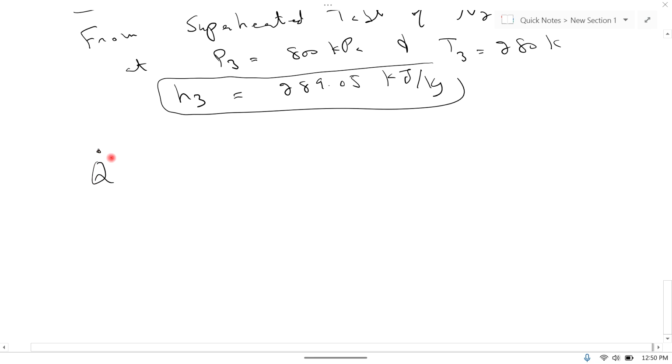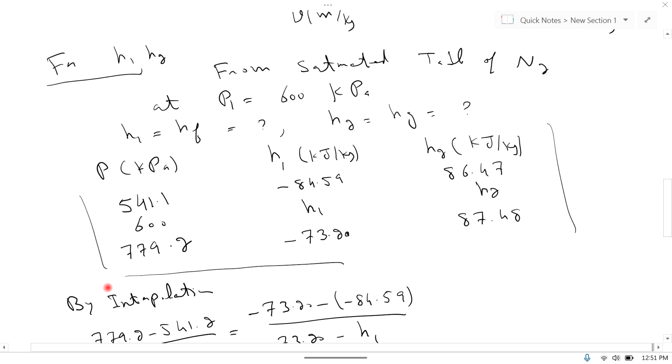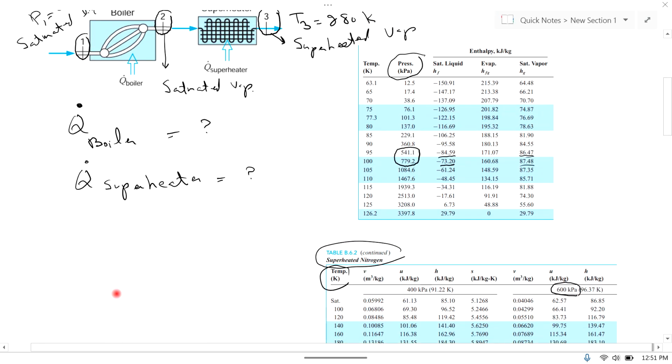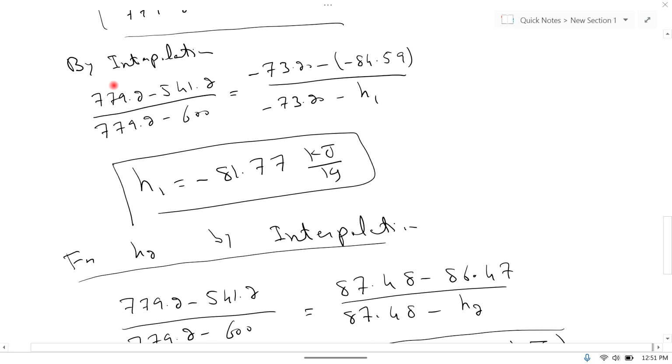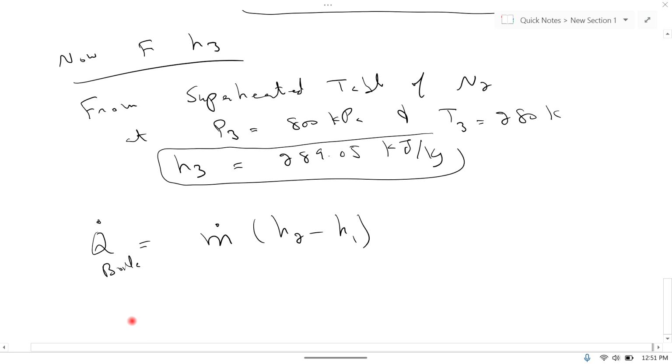Now we can find rate of heat transfer for boiler and condenser. So rate of heat transfer for boiler is m dot h2 minus h1. This is boiler, this is h2, and this is h1. So m dot h, here this is h1, this is h2, and this is h3. There are also some other values which we neglected. The equation is basically already explained in the previous problem.